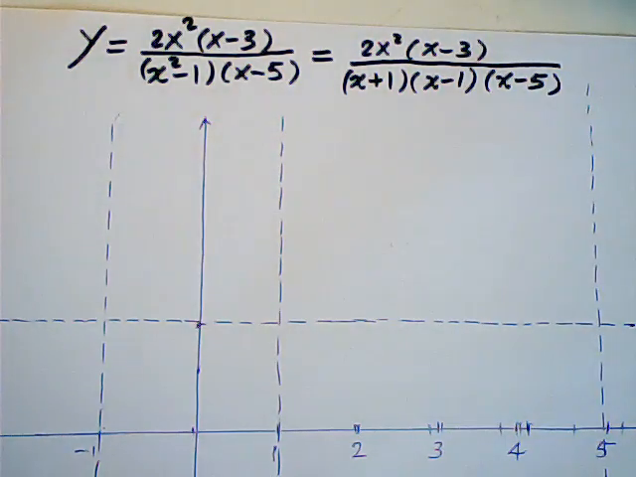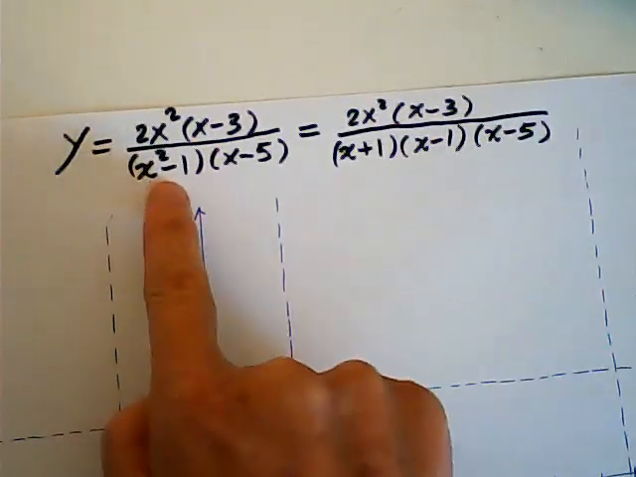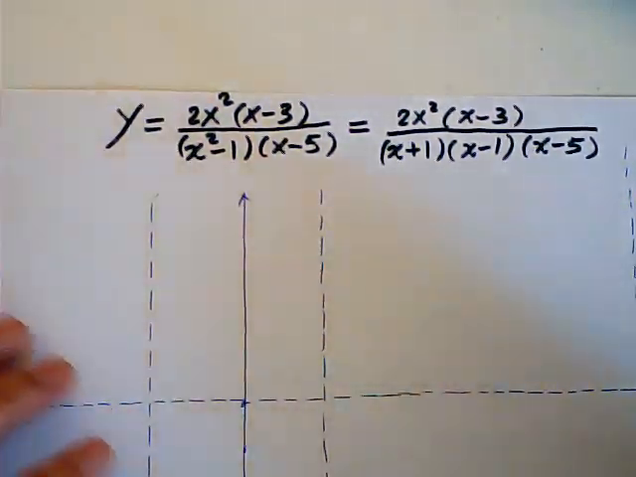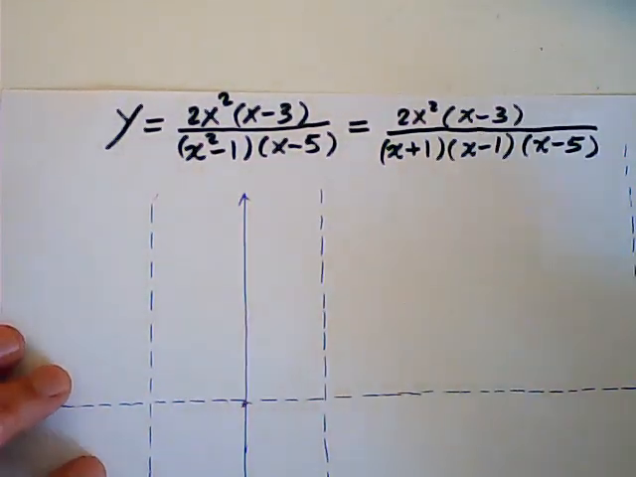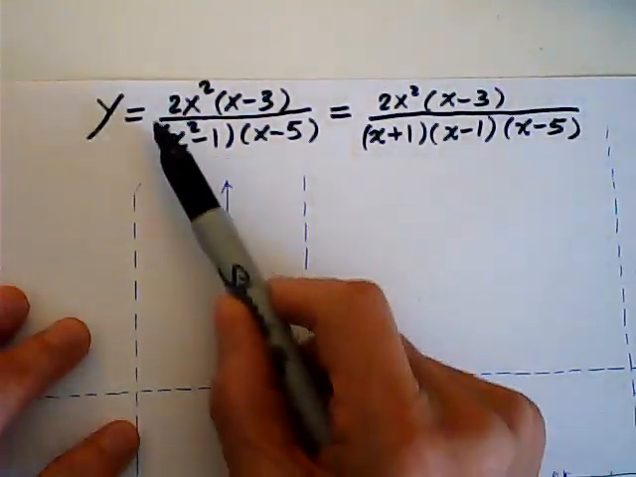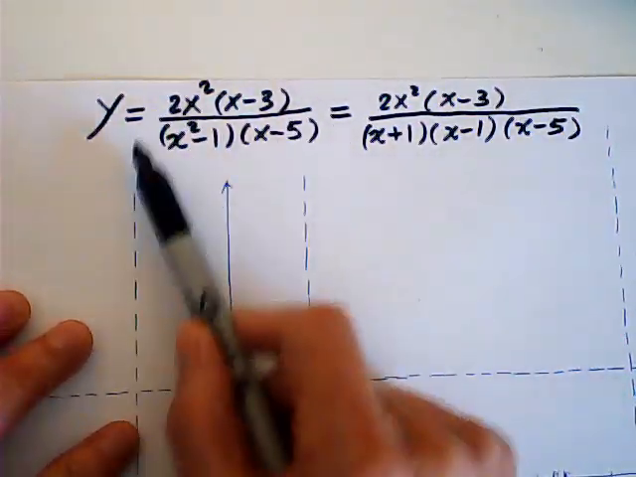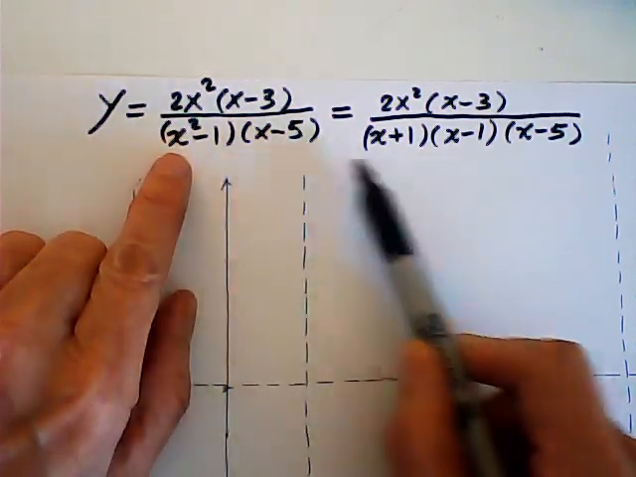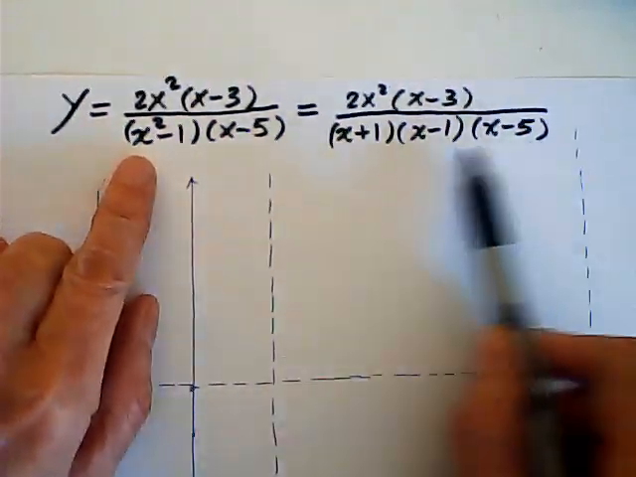I would like to show you how to sketch this rational function without using the derivatives. We're given this function, and we simplify the denominator into this.